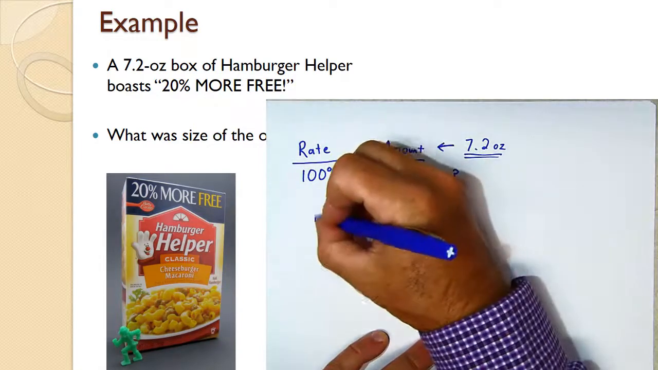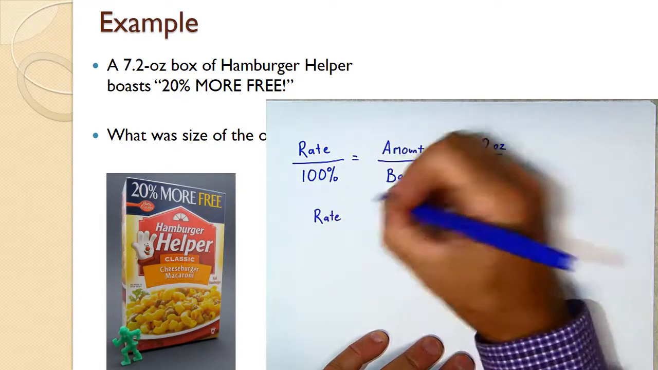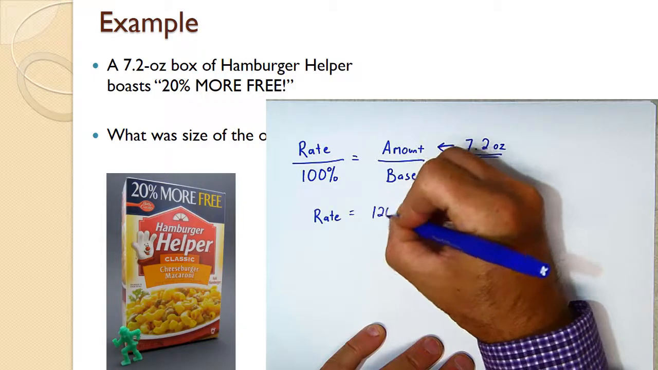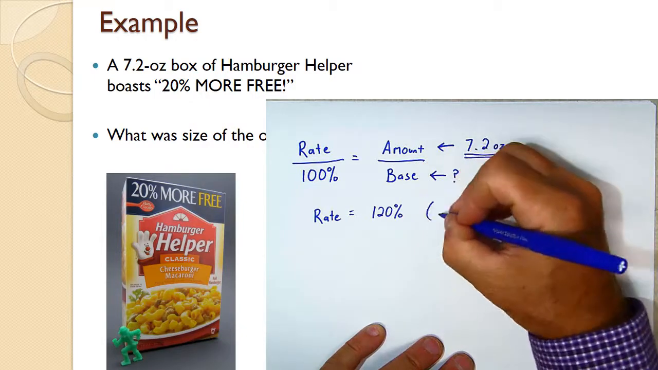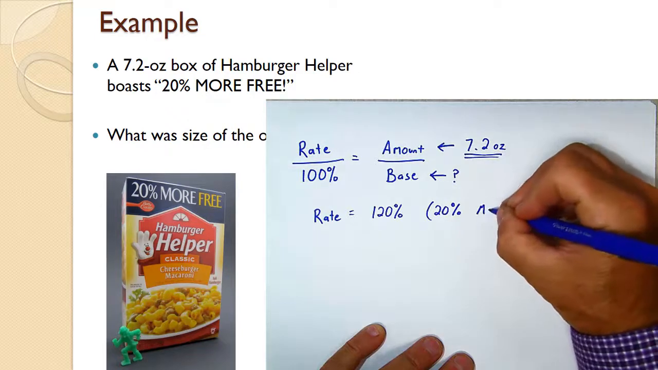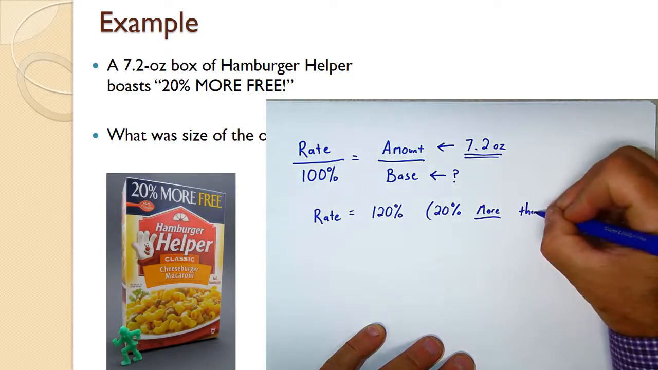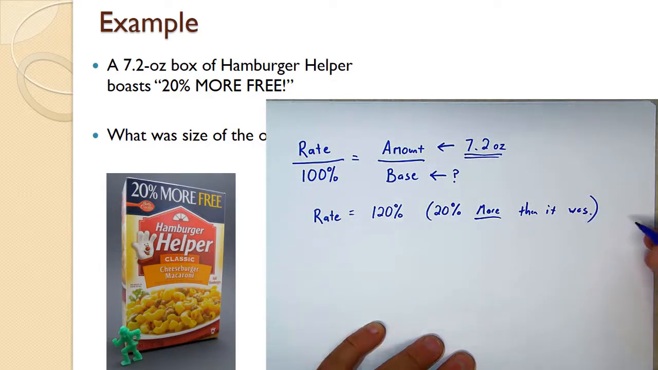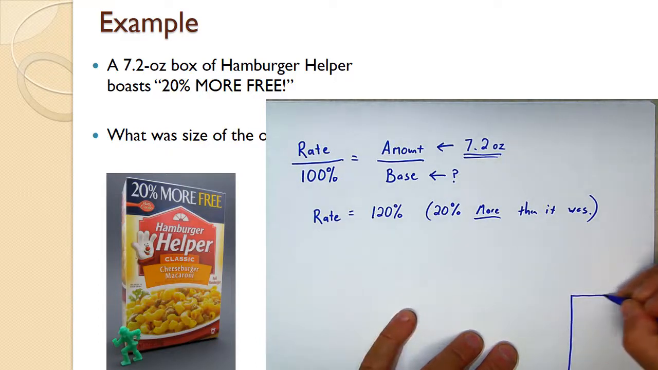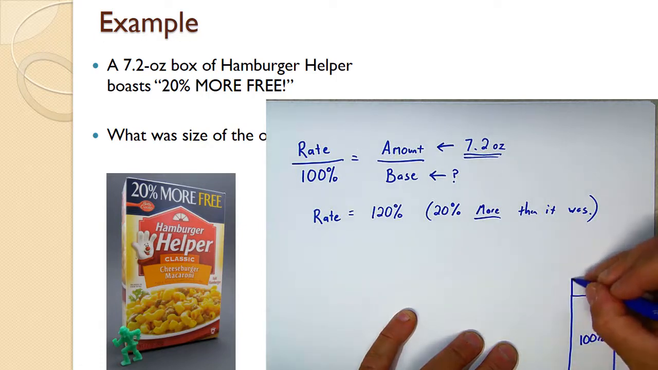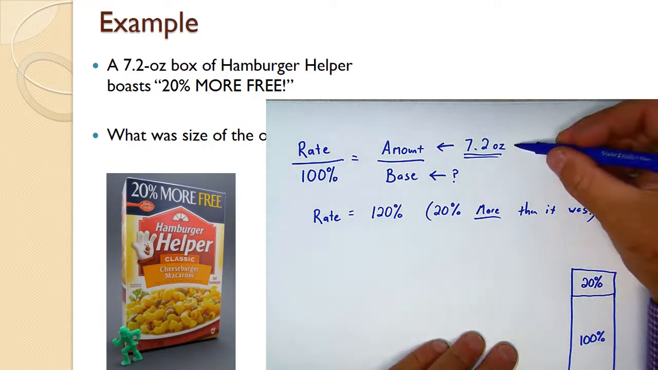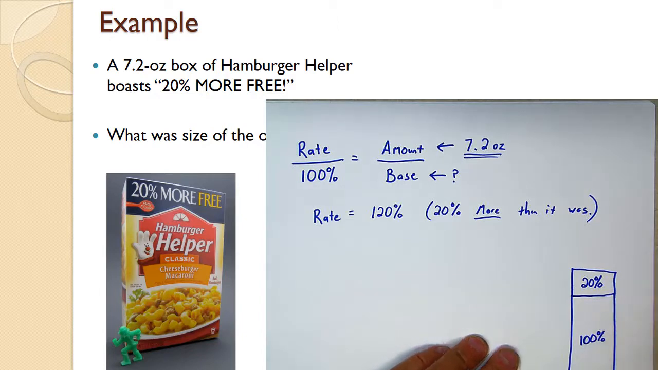Now the rate. What would our rate be? Well, that 7.2 ounces is all of the original size plus the extra. Our rate is 120% because it is 20% more than it was. Another way to think about that is to say they used to sell this box and we got 100% of a full box. But then they added a little bit more to this box. They added an extra 20%. And so now our 7.2 ounce box is 120% of what it used to be.